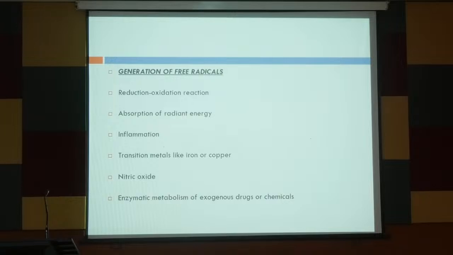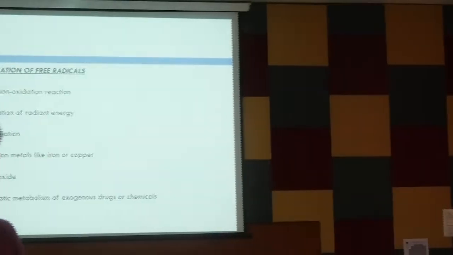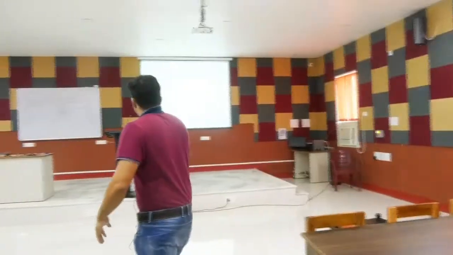Right. Then absorption of radiant energy. What kind of radiant energy do you expect? Ultraviolet rays, X-rays. That is number 2. These are all how free radicals are formed.